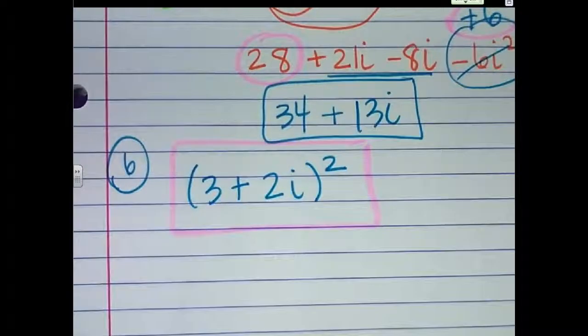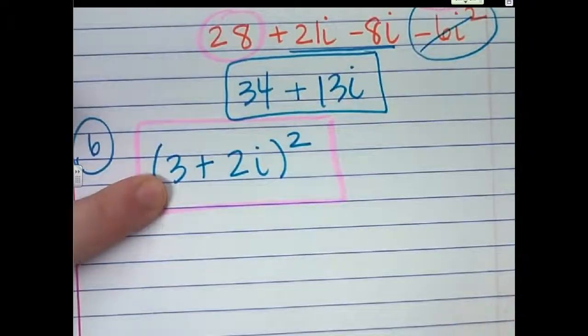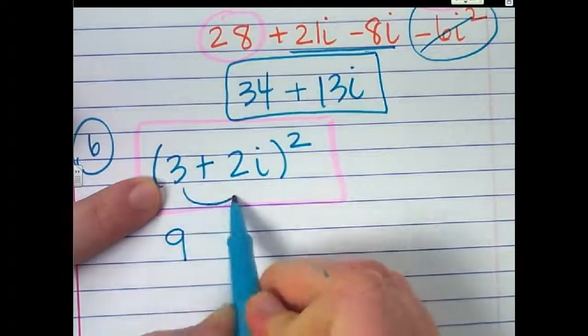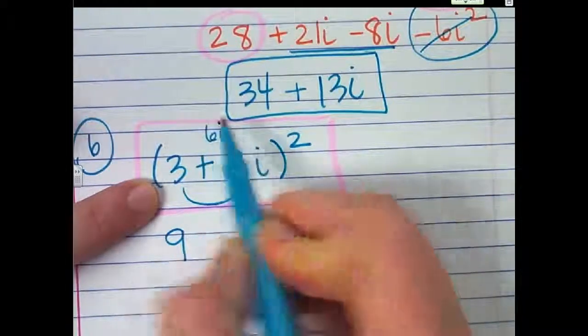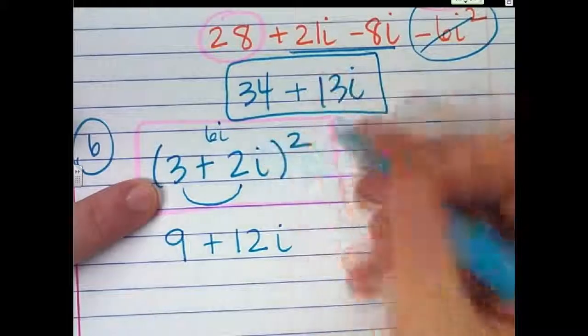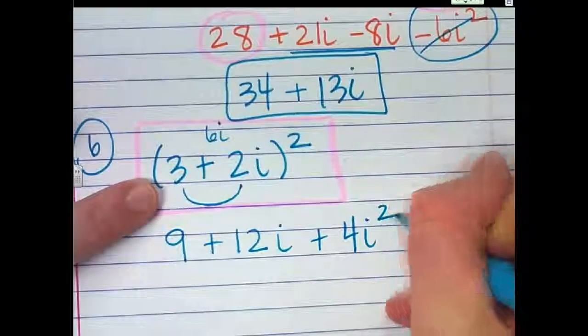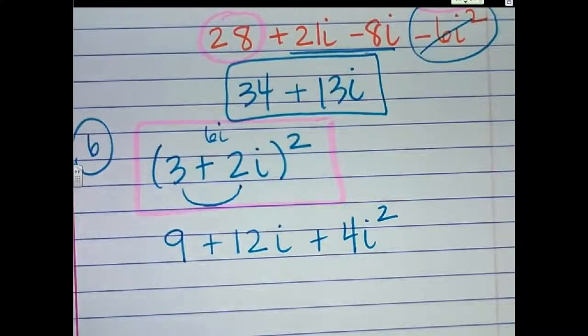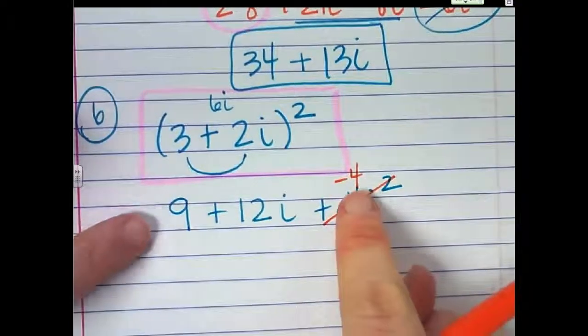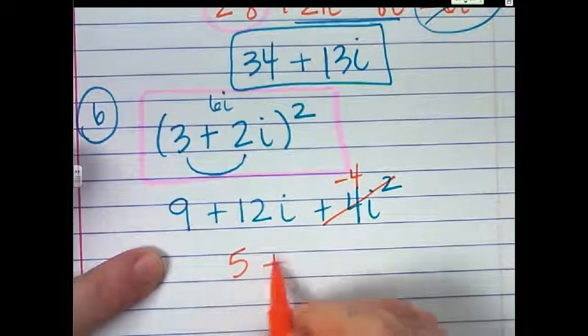Okay, number 6. You guys can either write it out twice, or you can do the shortcut. So if you want to write it out twice, you can do that. I'm going to do the shortcut. Square the first. 3 squared is 9. Then the middle part, remember, we multiply this together, which will be 6i, and then I double it, so it becomes 12i. And then you square the second, which would become 4i squared. Or you can write it out twice and FOIL. 4i squared becomes negative 4. 9 minus 4 is 5 plus 12i.